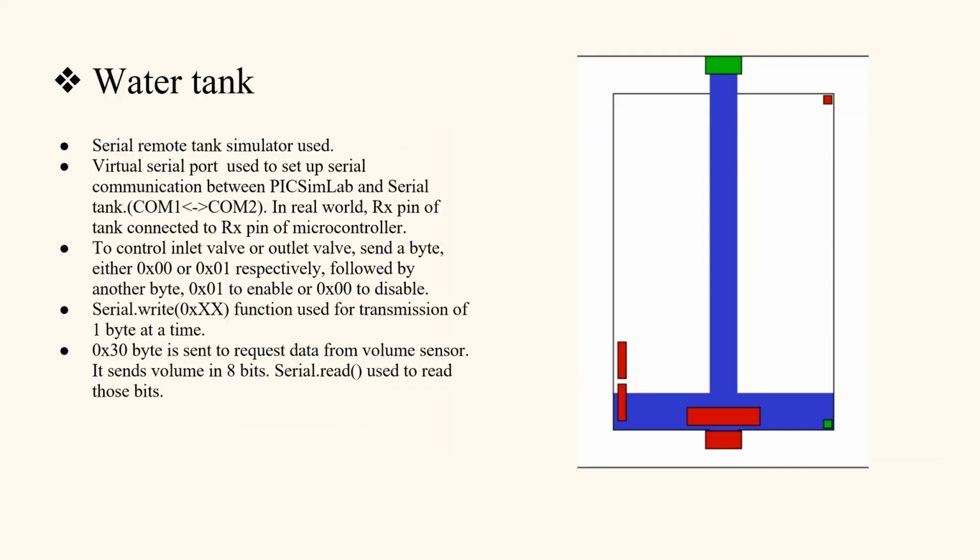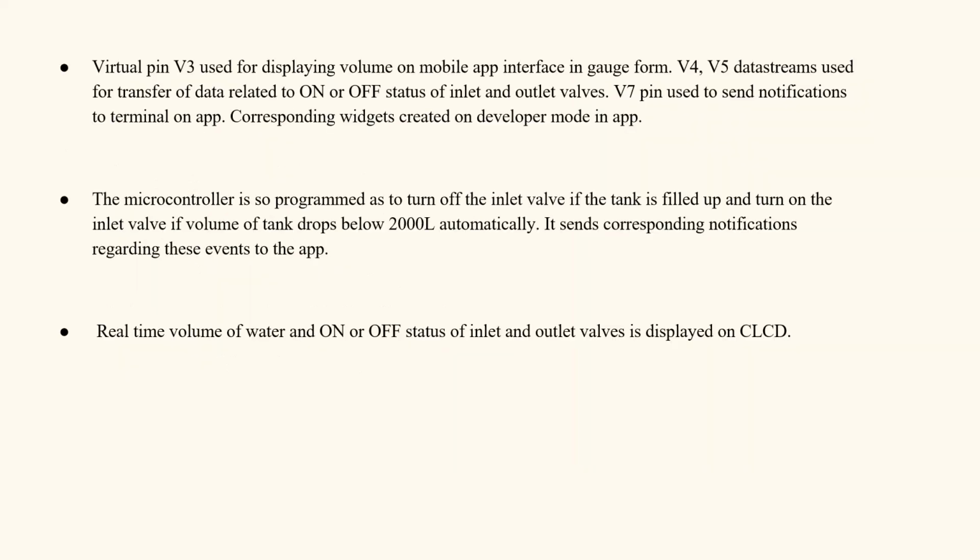Now let's move to the water tank. The diagram shown is the water tank. Here we use a serial remote tank as a simulator. A virtual serial port is used to set up serial communication between PICSimLab and the serial tank. In the real world, the RX pin of the tank is connected to the RX pin of the microcontroller. To control the inlet valve or outlet valve, send a byte, either 0x00 or 0x01 respectively, followed by another byte: 0x01 to enable or 0x00 to disable.